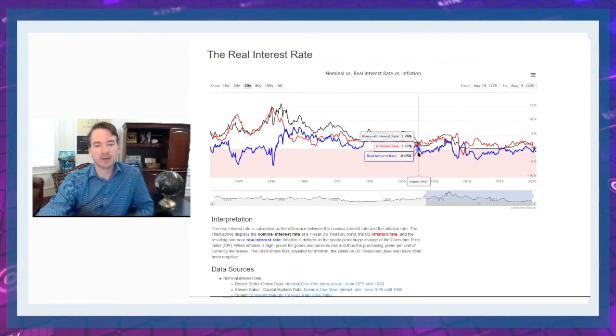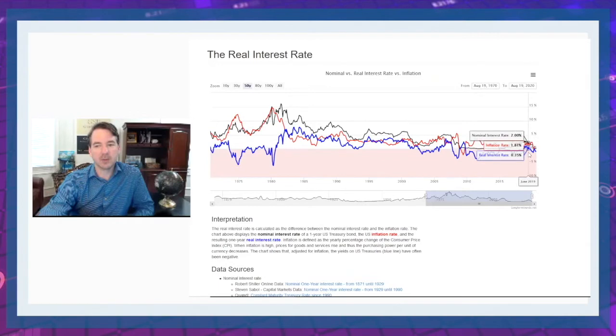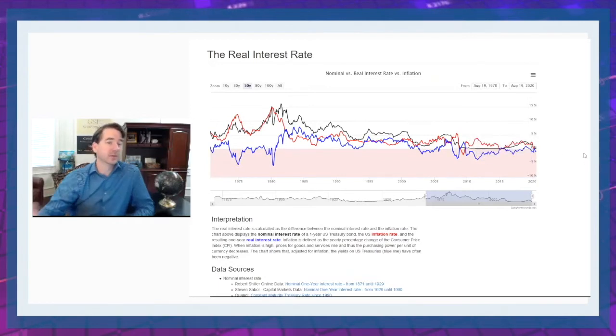So basically, since the tech crisis in 2000, we've had almost the entire time a negative real interest rate. So if you had invested since 2000, over the last 20 years, in most types of bonds, you lost money when considering inflation.